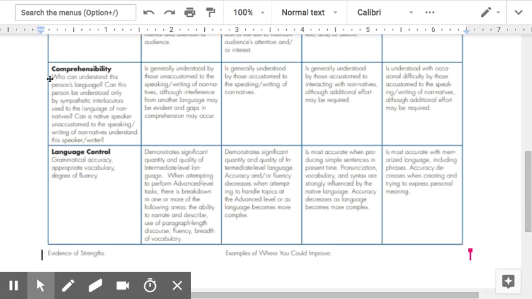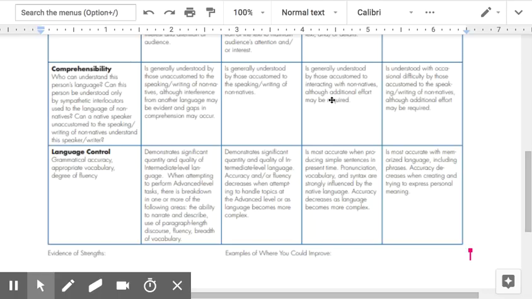Comprehensibility. Who can understand this person's language? Can this person be understood only by sympathetic interlocutors used to the language of non-natives? Can a native speaker unaccustomed to the speaking, writing of non-natives understand the speaker or writer? So again, looking at that 3, is generally understood by those accustomed to the speaking, writing of non-natives. And here we have the person who is accustomed to the speaking, writing of non-natives, generally understood.